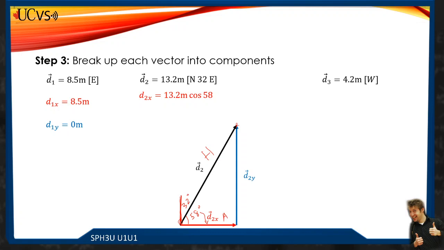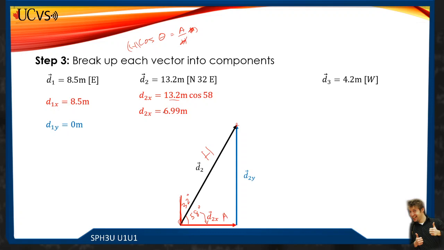I went through that pretty quick, but just remember that the cosine of an angle is the adjacent divided by the hypotenuse. So for us we know that the hypotenuse is 13.2, so I can multiply both sides by the hypotenuse to solve for the adjacent side. So the adjacent side, in this case d2x, is going to be equal to the hypotenuse, 13.2, multiplied by cos of 58. And plugging that into our calculators, we get 6.99 meters, which makes sense, right? This is 13, it's about half-ish, so it's about 7 meters in the easterly direction.